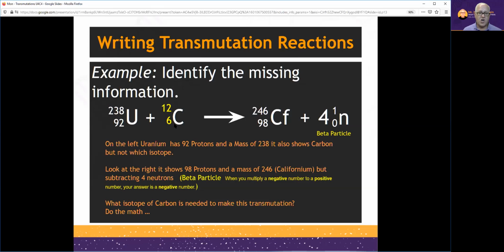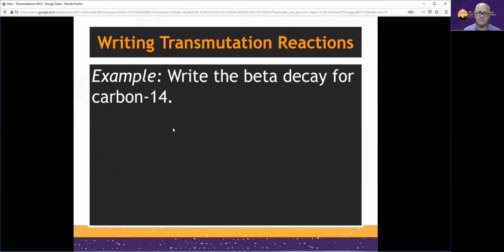We end up adding carbon-12. So I have 92 protons with uranium, 6 protons with carbon gives me 98. I take 238 mass plus 12 is 250. 250 minus 4 gives us 246. And so the isotope of carbon that's needed to make this transmutation is carbon-12.